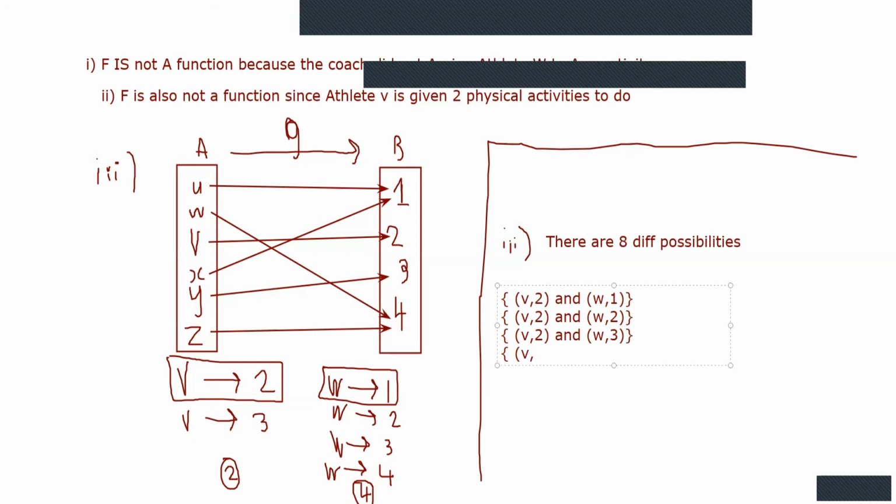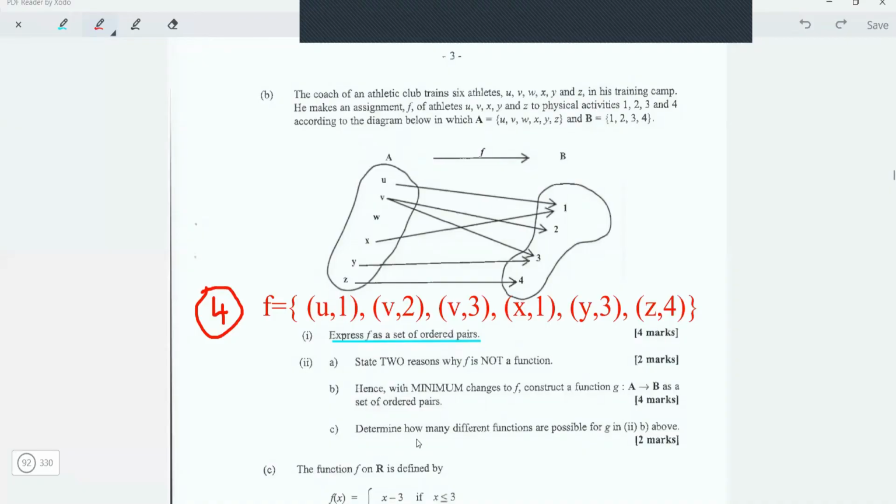Not really sure. How come we don't use any of the other letters here? The other ones don't matter. They say minimal changes. The word minimal means that you don't trouble what would already make it be a function. It says determine how many different functions are possible in G2. G2 is this one right here that we did. G2, minimum changes. Minimum changes mean we don't trouble U, we don't trouble X, we don't trouble Y, we don't trouble Z.